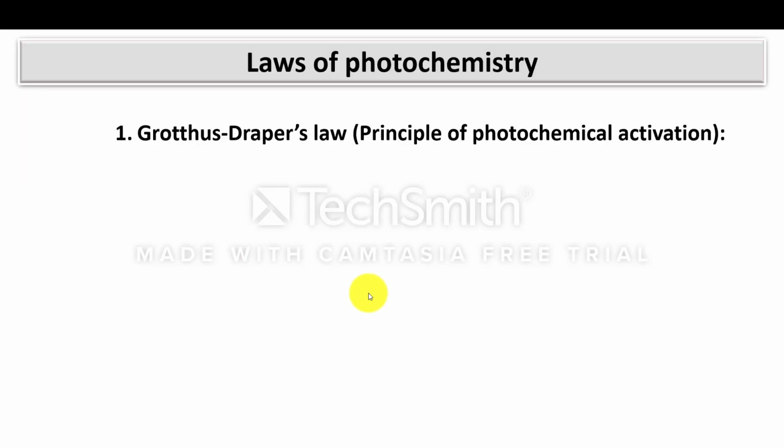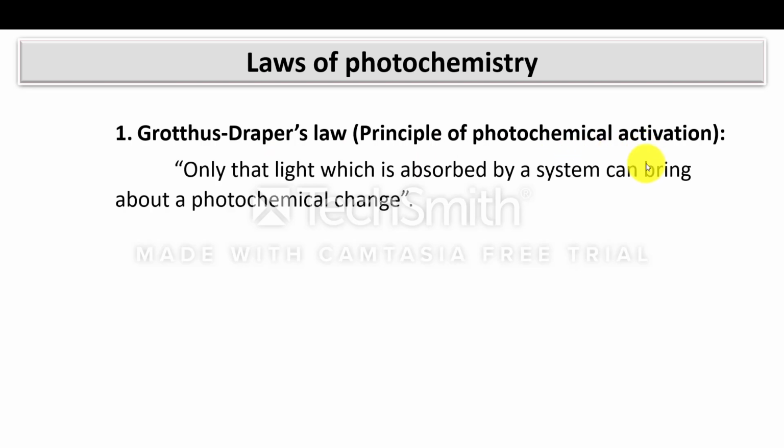There are two laws of photochemistry. First one is Grotthuss-Draper's law, also known as principle of photochemical activation. The law states that only that light which is absorbed by a system can bring about a photochemical change. That is, whatever the light may fall on the substance, it is only that part of light which is absorbed by the system that can bring about a change.